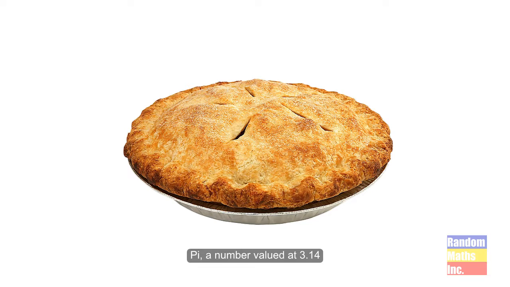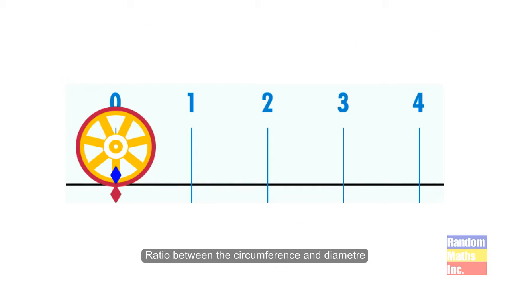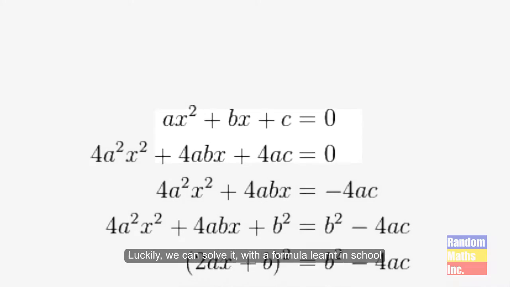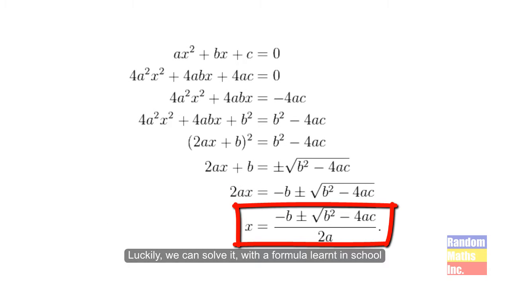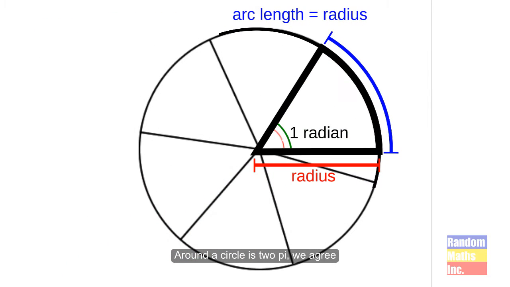Pi, a number valued at 3.14, a ratio between circumference and diameter. Quadratics are equations with an x raised to the 2, and luckily we can solve it with a formula learnt in school. Radians, an alternative to angles in degrees. A round, a circle, it's 2 pi, we agreed.